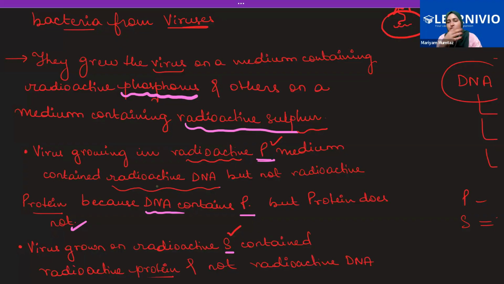Radioactive elements that are there. So what they did is that they took the virus and started to grow it on radioactive phosphorus. In the second medium, they took radioactive sulfur and grew the viruses on that. So two media were used, and the viruses were grown on both of them.